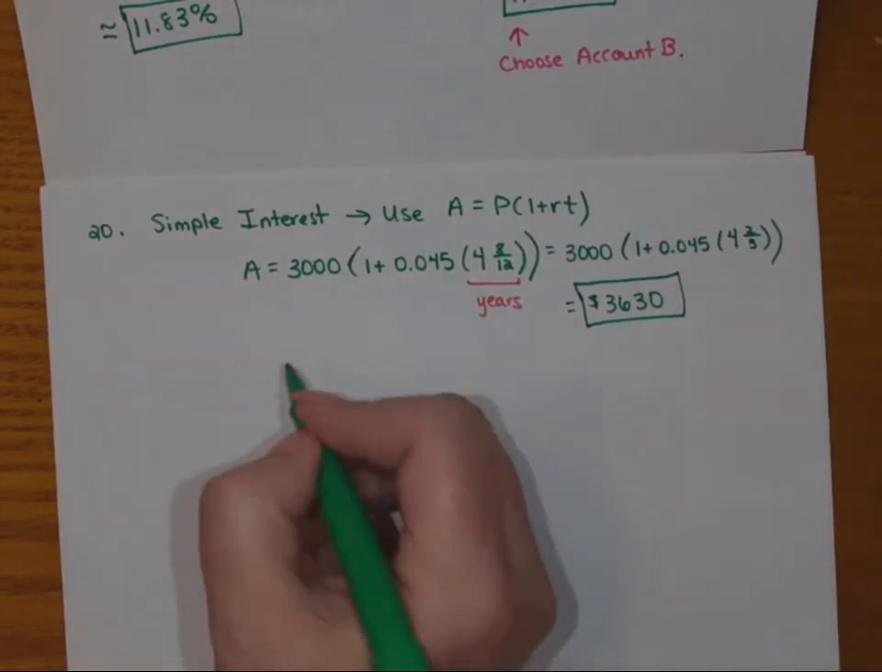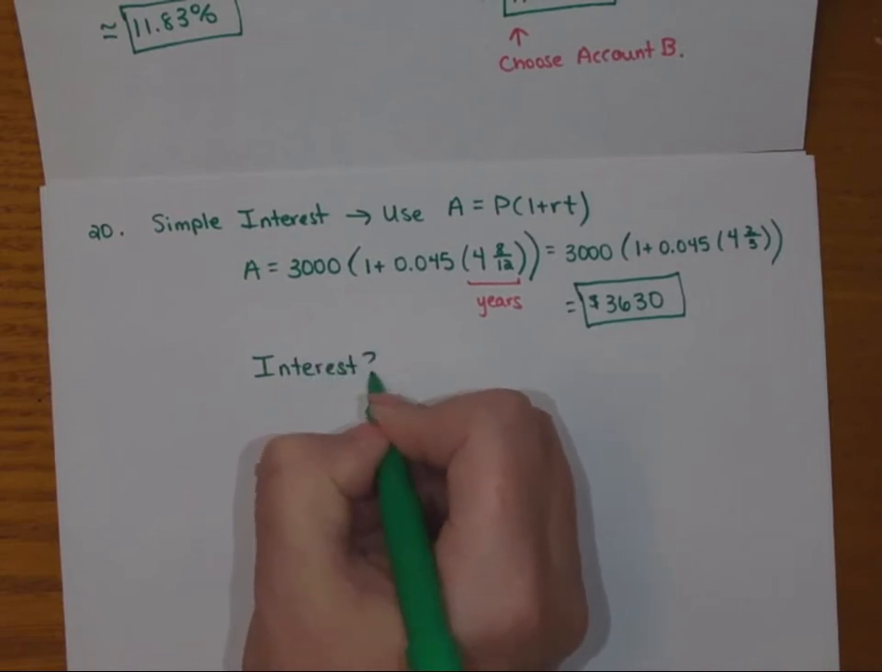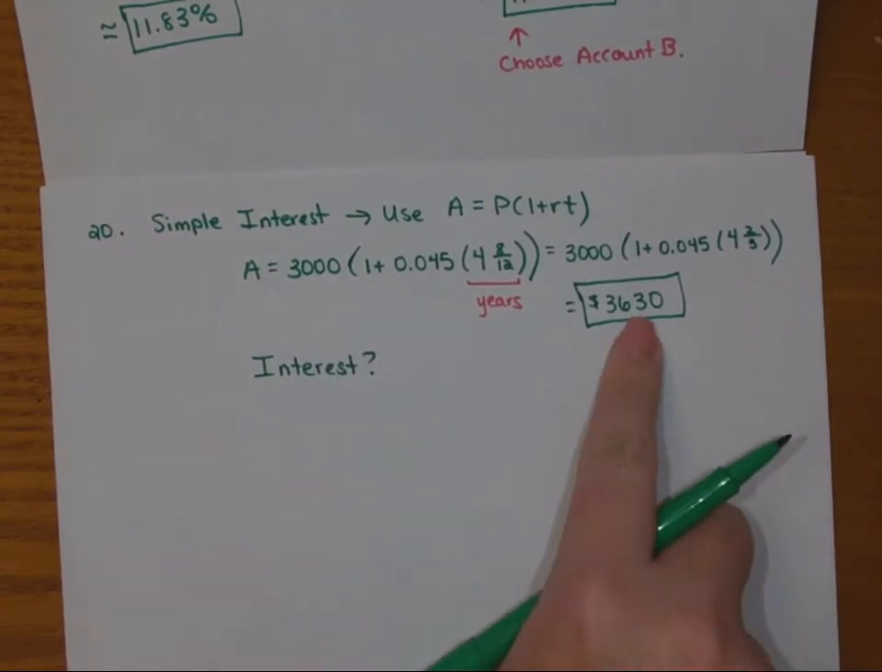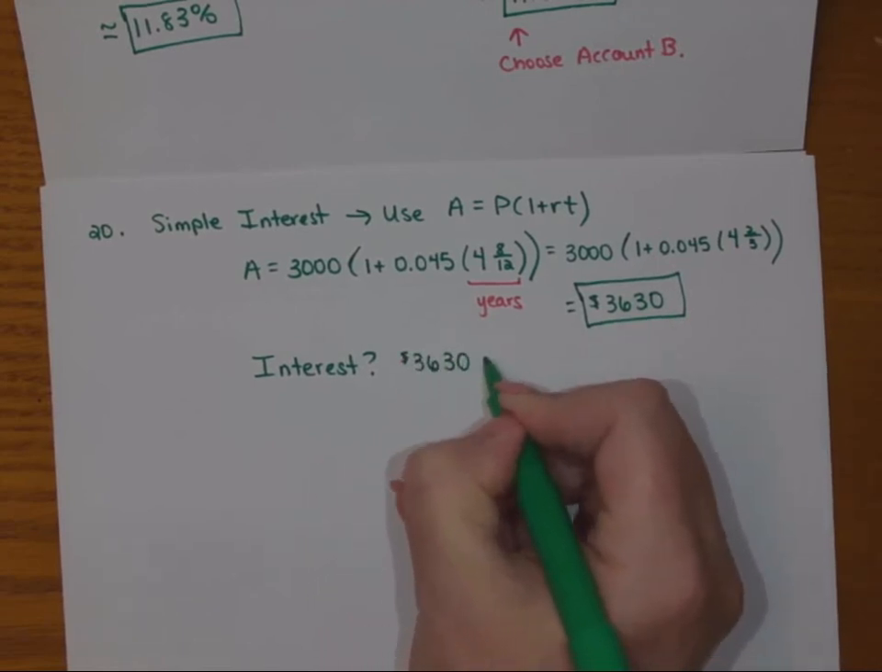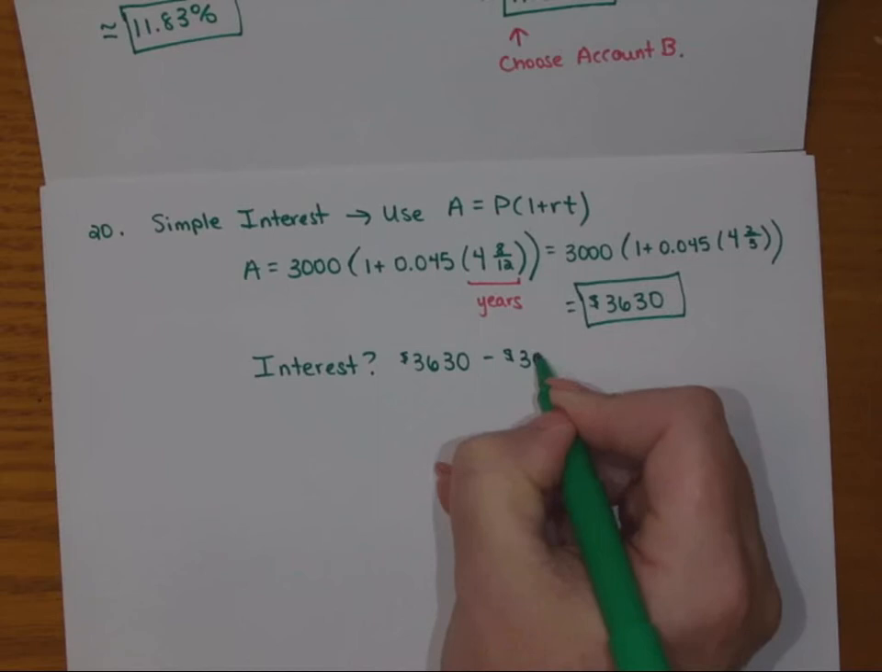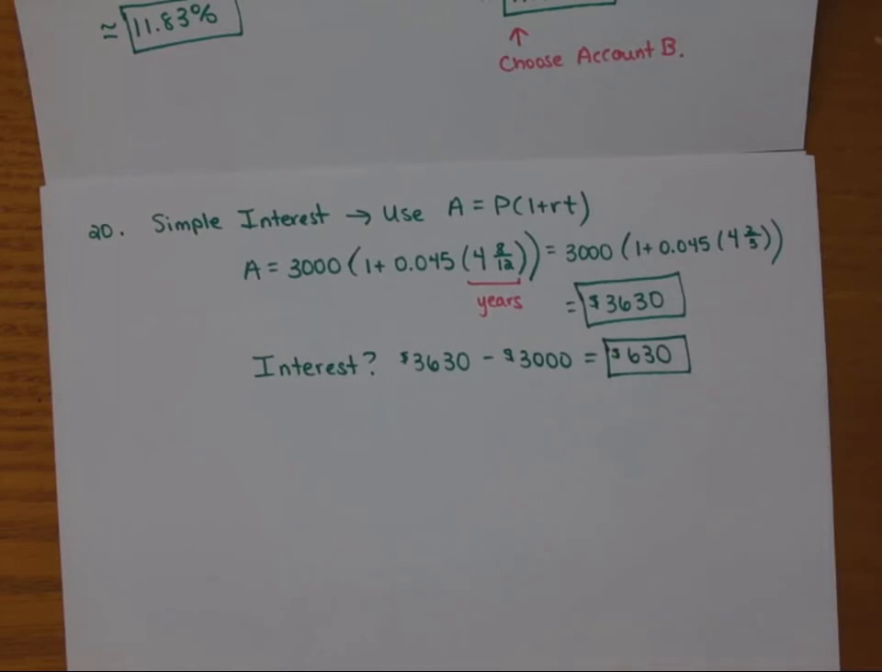And so then the last thing would be the interest. Now you could use the interest formula, or you could just use your common sense, right? If the amount in the account at the end is $3,630, and you only started with $3,000, then the difference between the two should be your interest. So you can use the interest formula, but I say you don't really need it.